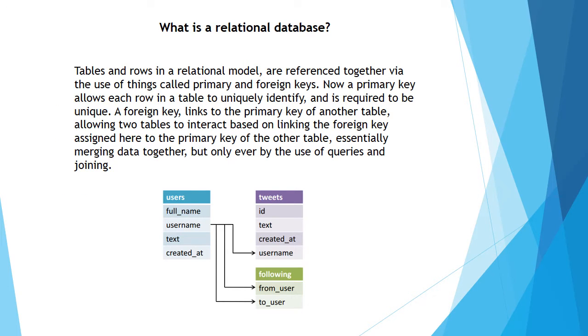Tables and rows in a relational model are referenced together via the use of things called primary and foreign keys. Now, a primary key allows each row in a table to be uniquely identified, and is required to be unique. A foreign key links to the primary key of another table, allowing two tables to interact based on linking the foreign key assigned here to the primary key of the other table, essentially merging data together, but only ever by the use of queries and joining.